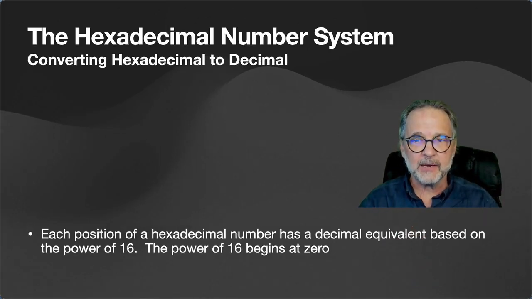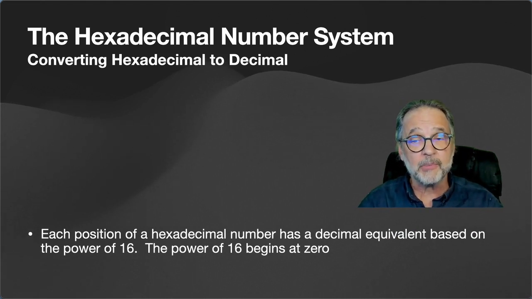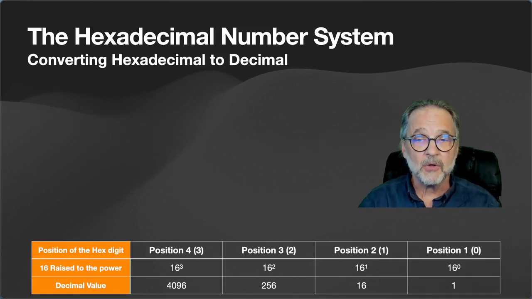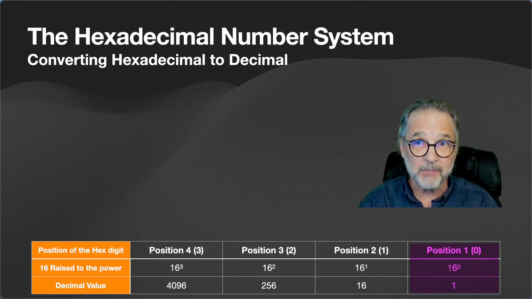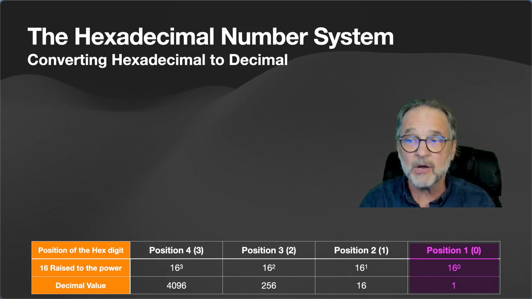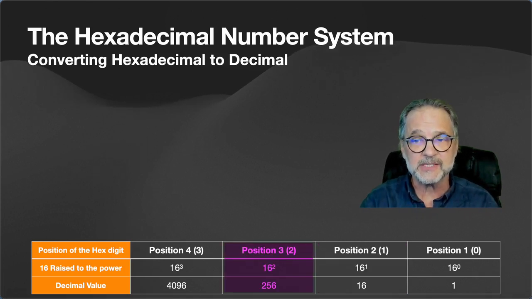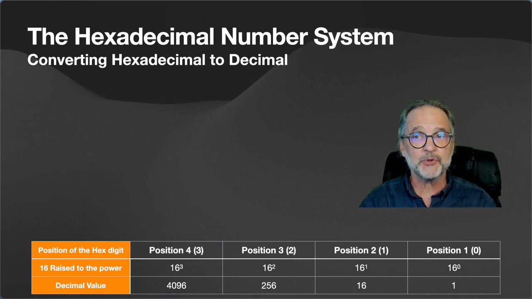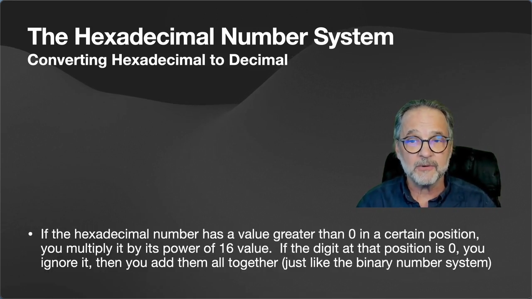All right, so how do we go from decimal to hexadecimal? Well, it's kind of like binary. Each position of a hexadecimal number has a decimal equivalent based on the power of 16. So instead of the power of 2 for binary, it's the power of 16 for hexadecimal. And the power of 16 begins at 0. So this is just like in our binary video. You can see over on the far right, position 1, which is power of 16 to the 0. 16 to the 0 is 1. Then the next one, 16 to the 1, is 16. 16 to the 2 is 256. 16 to the 3 is 4096. So a lot like binary, except you're dealing with powers of 16 instead of just powers of 2.